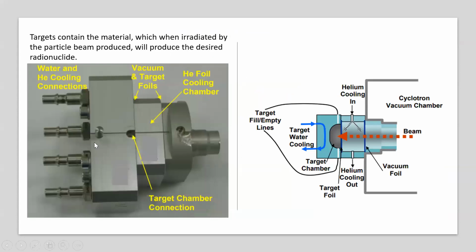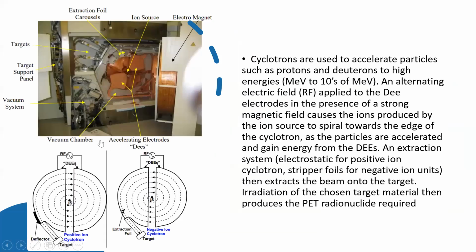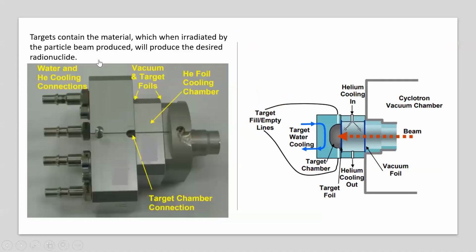This is the target body. Typically, as you see here, it is only mounted, but this is the target. This is the target chamber, where we place the material inside. Let's say the liquid: if we need to get the fluorine, we will fill it with O18, and it's a very small chamber, from 2.1 to 2.5 milliliters only.